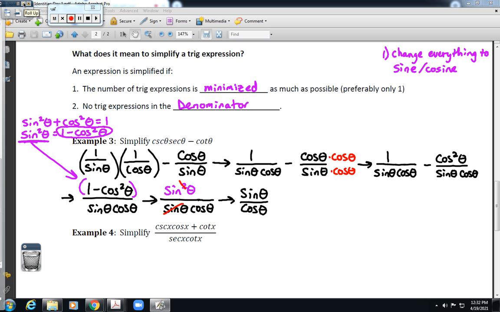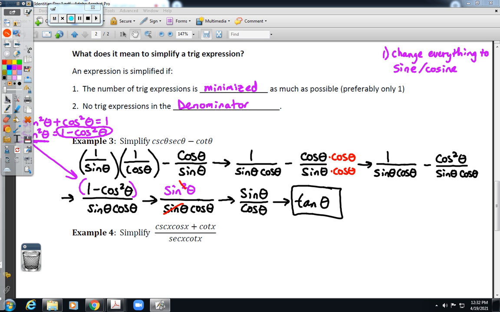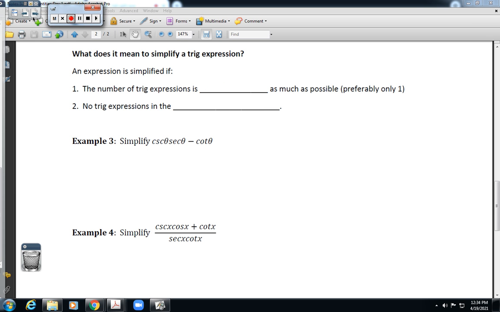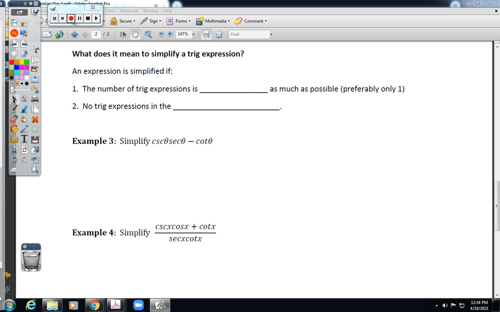But they didn't. They said simplify. Is sine over cosine something we should recognize? That is tangent. Sine over cosine is tangent. So our simplified answer would be that cosecant secant minus cotangent is equivalent to tangent. That is fully simplified. Okay? That's how this works, guys. All right, let's do one more example and then we'll end today. Let's do example 4.